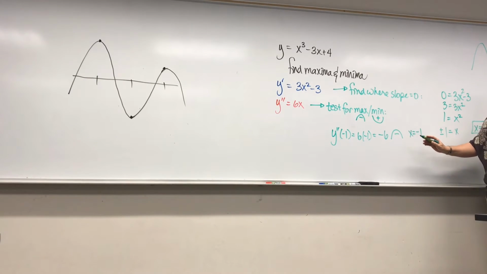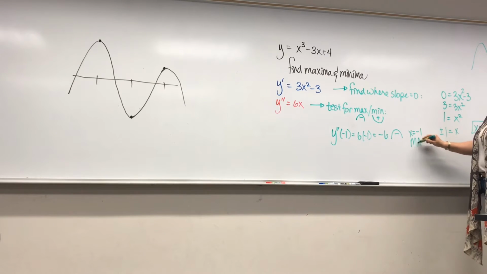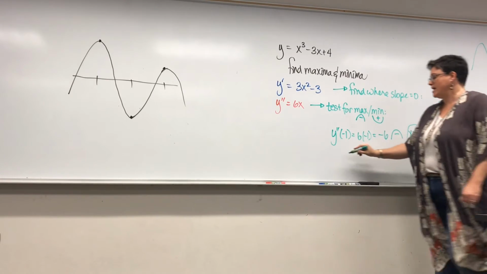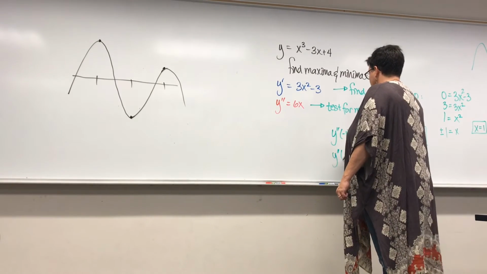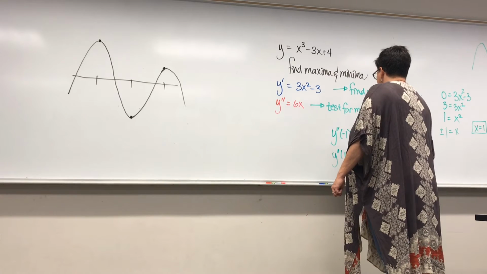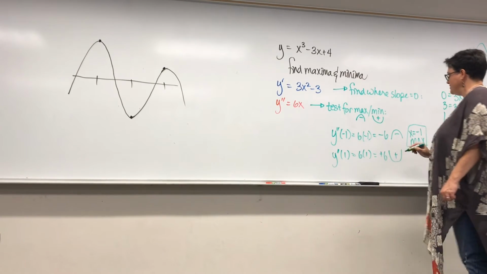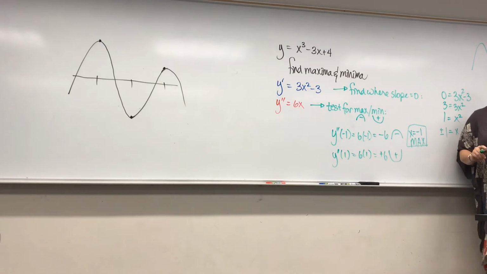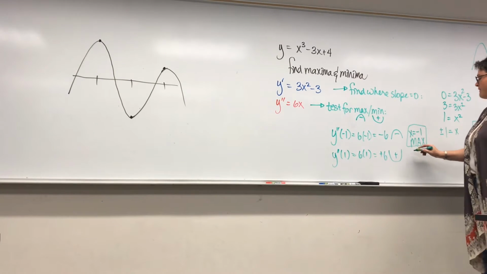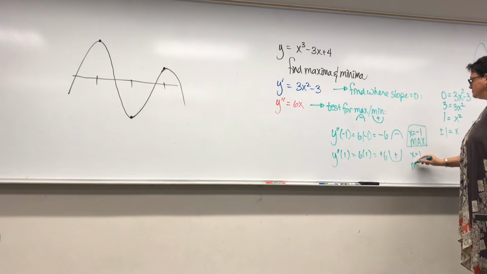You guys are way overthinking this. I heard it. Max, thank you. It's a maximum. And what about y double prime of 1? Equals 6 times 1 equals positive 6. That's a sign of positive. It's a happy face. Is that a max or a min? It's a min. So x equals 1 is a min.